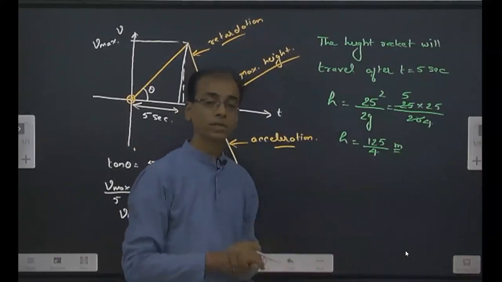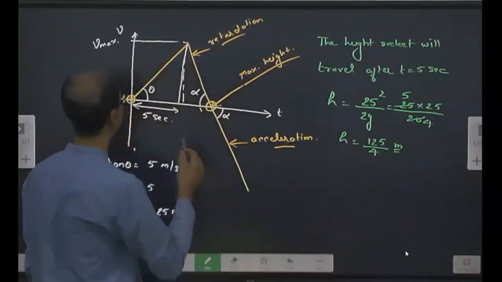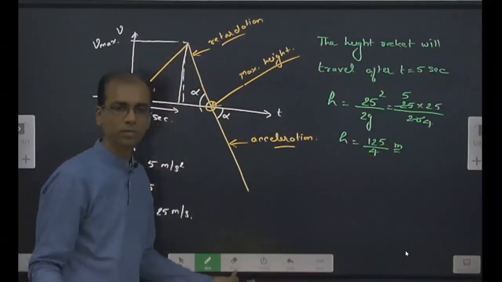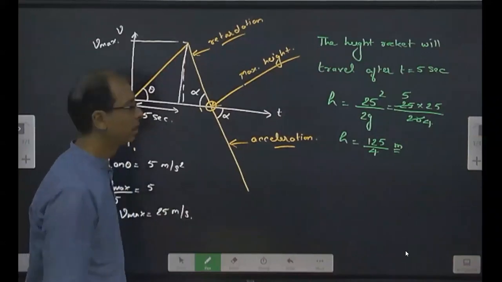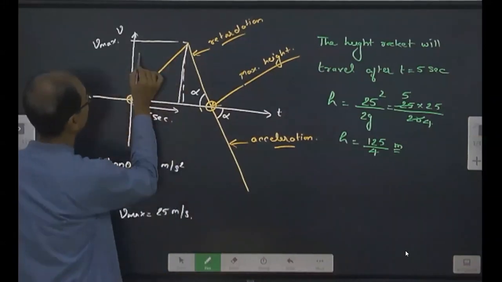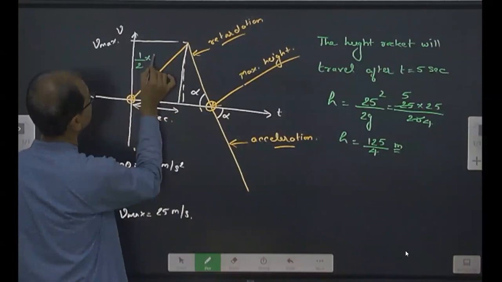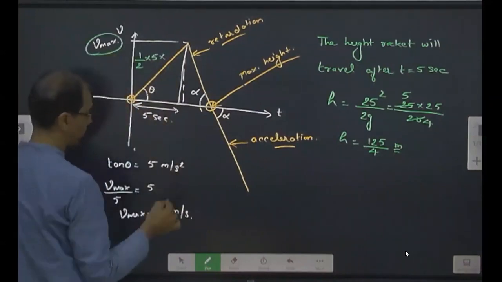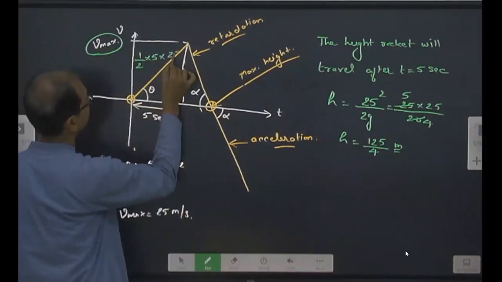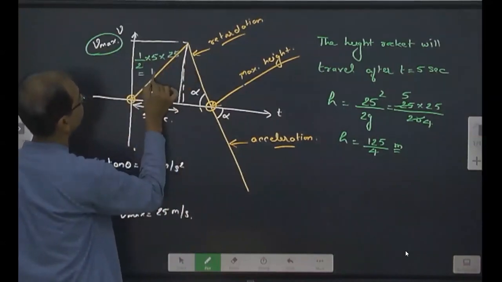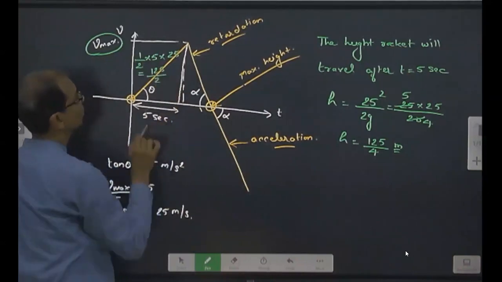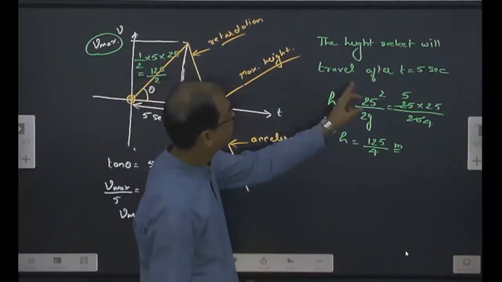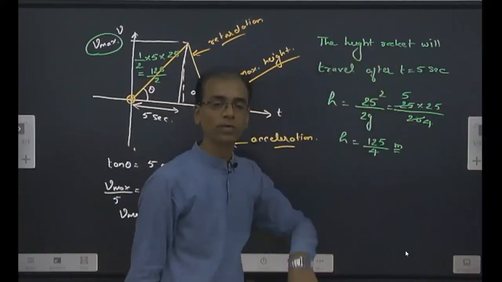But at t equal to 5 seconds, where is the rocket? I can easily find the area of this. The area only gives us the value of the displacement. So the area of this is what? Half base into height. What is the height? V max, which is 25. This is 125 by 2. So at t equal to 5 seconds, it is at 125 by 2, and after t equal to 5 seconds, it further goes 125 by 4.